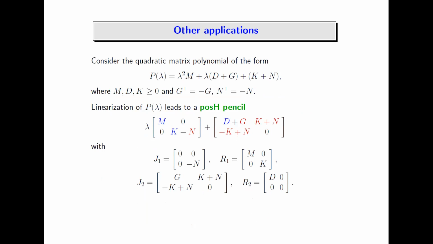These are now other applications for posH pencils. So, for example, if we come back to our quadratic matrix polynomial, and if we now add a skew Hermitian part not only in one matrix but also in another matrix like here, then the eigenvalues can actually be in the right half plane. And so you cannot any longer find in general a dissipative Hamiltonian linearization, but still you can have a posH linearization, and the example is given here.